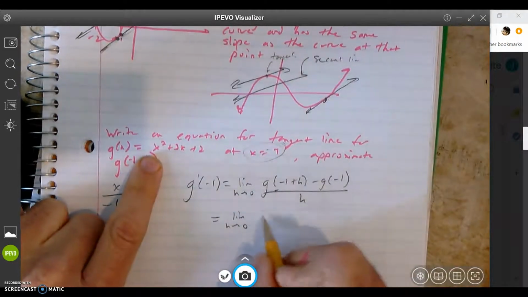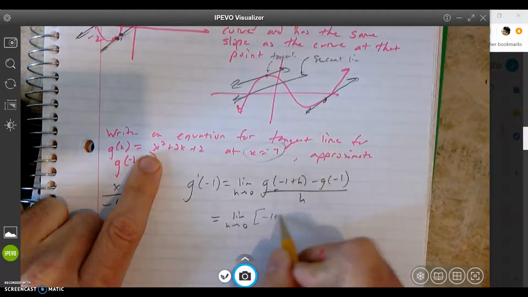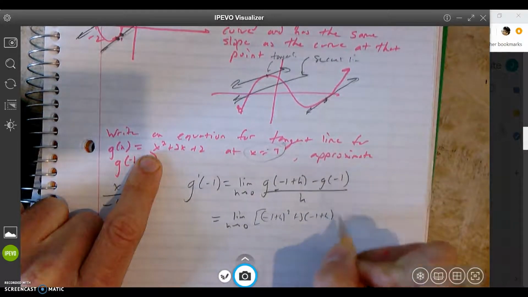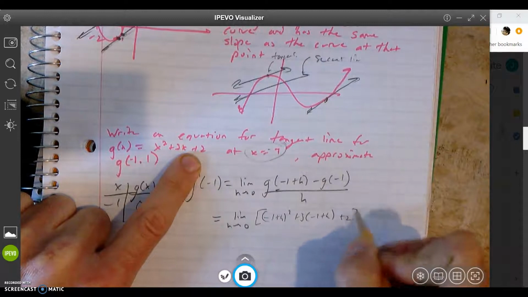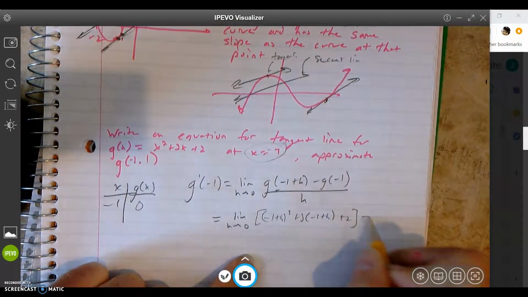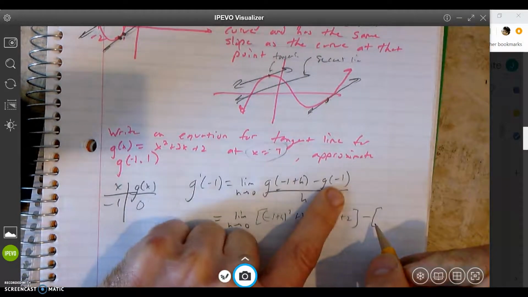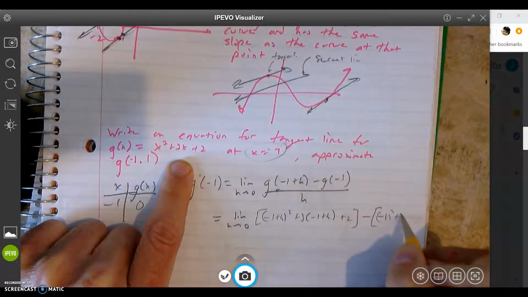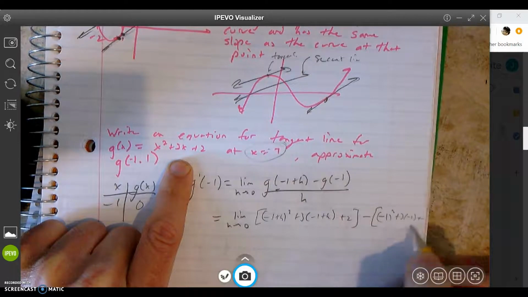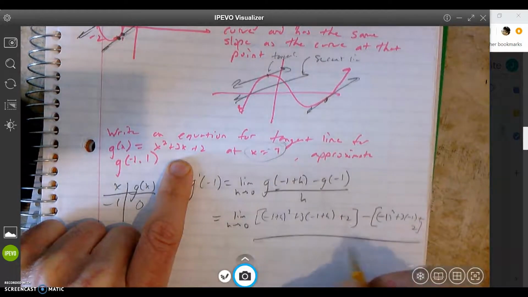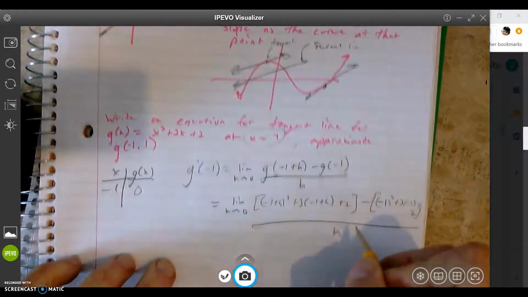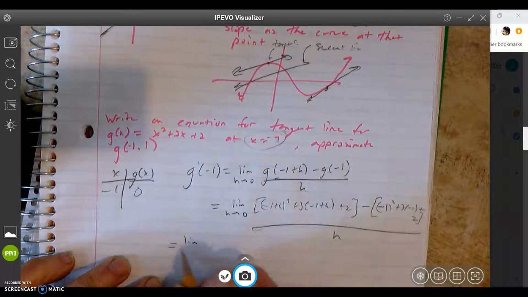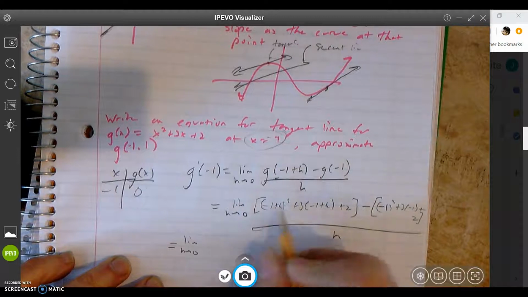of, so I'm going to plug in here, (-1 plus h) squared plus 3 times (-1 plus h) plus 2. Minus, now I'm plugging -1 into g right here. So it's (-1) squared plus 3 times -1 plus 2, running out of room, over h. All right, let us take the limit as h approaches 0. Box method.